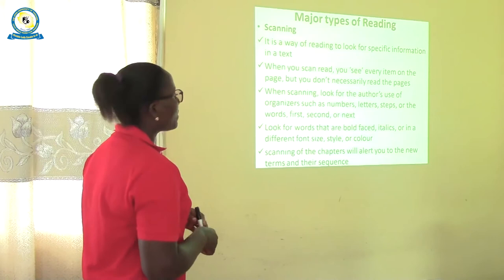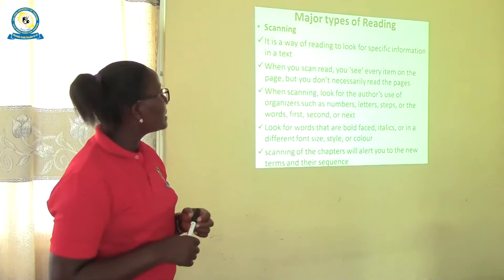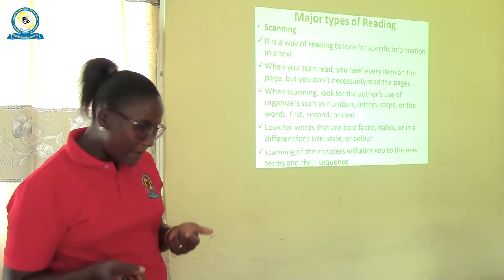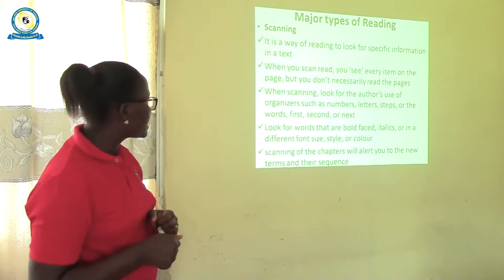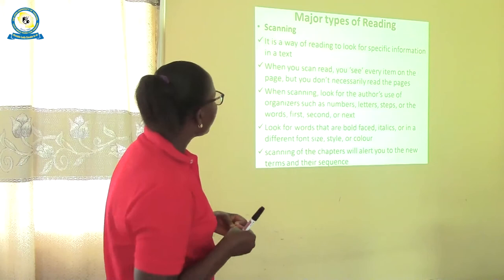So we've got scanning. Scanning is a way of reading by looking for specific information in the text. When you scan read, you see every item on the page, but you don't necessarily read the whole page. So you look at the author's use of organizers, the numbers, the letters, the organization of the text, the use of words such as first, second. What you are trying to establish when you're using scanning is to look at the key words, but also the key points.